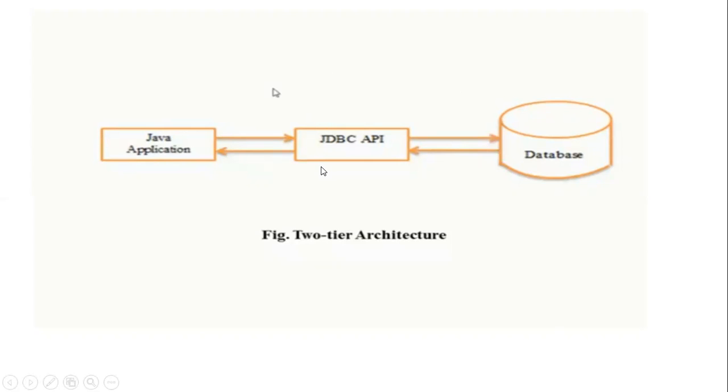JDBC API is required for three tier also, but in two tier, I mean, one is Java application, another is database. So these are two important components: Java application and database. The Java application can connect to the database through JDBC API, and after giving some request, the Java application can receive the result back again through the JDBC API. So this is the architecture for two tier, with two components: Java application and database.